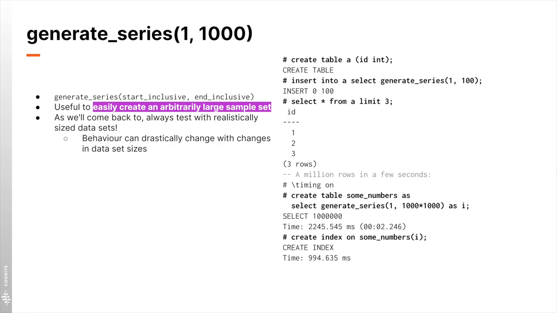So in the example on the right, we just insert 100 rows into this very simple table, and then we create a different table with a million rows, and we can see that it only takes a few seconds. So throughout the slides, this hash indicates that we're running a command in the psql shell. And of course, these things would be outputs.